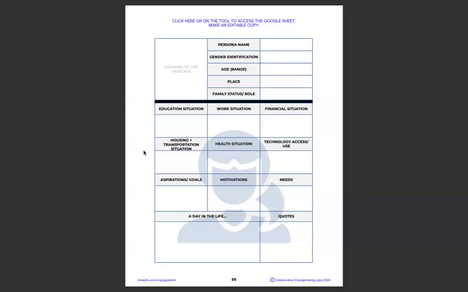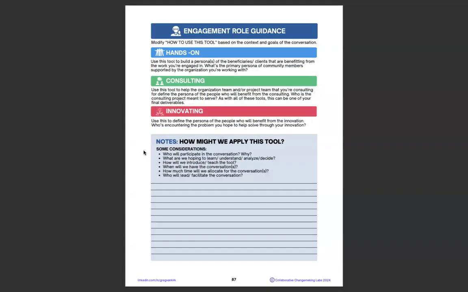So that's your persona map. Ideally, this is iterative. Maybe you're going to keep updating this. You might have multiple persona maps. That's totally fine, right? Because you have multiple people that you're looking to serve or work with or work for. And then we have engagement role guidance over here. So hands-on. Assuming you're in there doing some work with an organization, with the community, use this tool to build a persona or personas of the beneficiaries or clients that are benefiting from the work you're engaged in. What's the primary persona of community members supported by the organization you're working with?